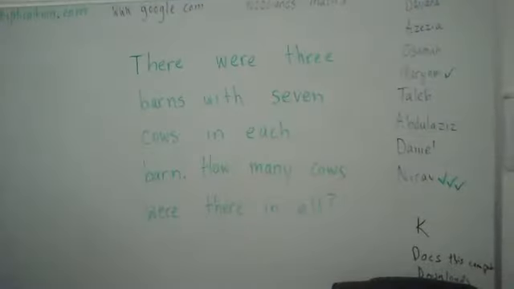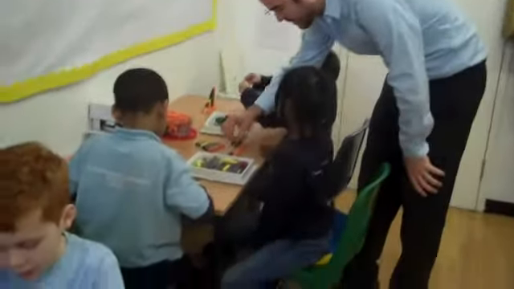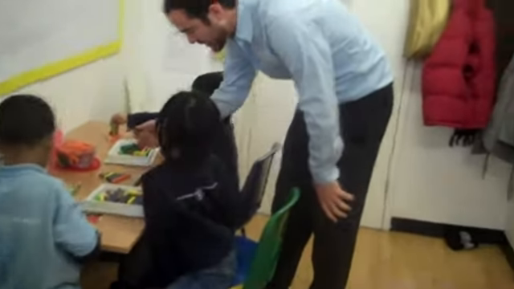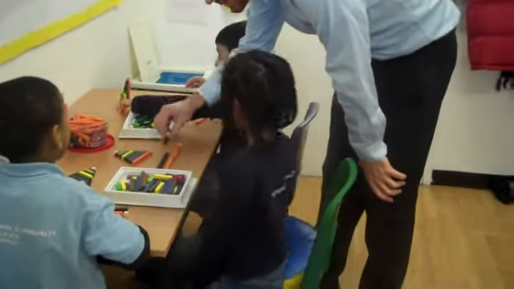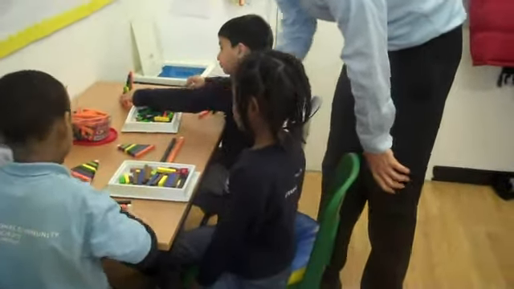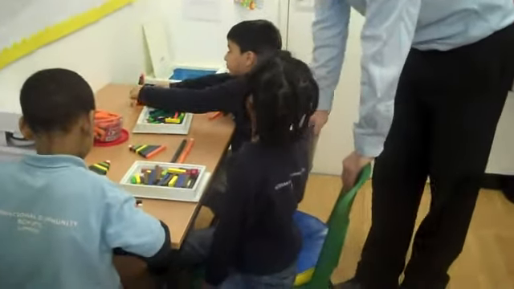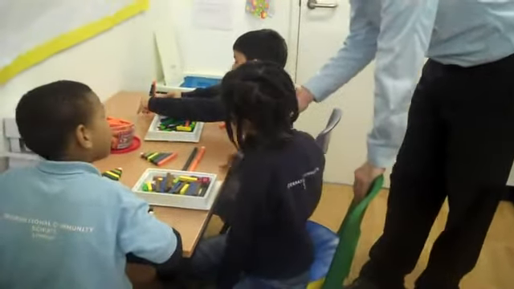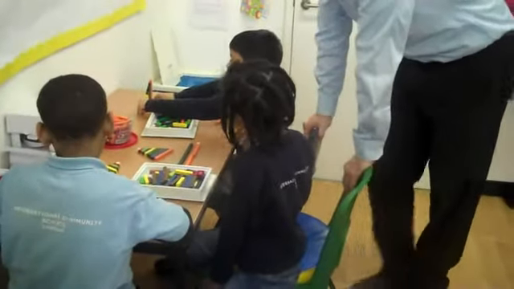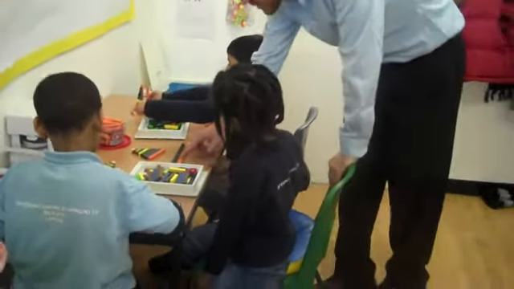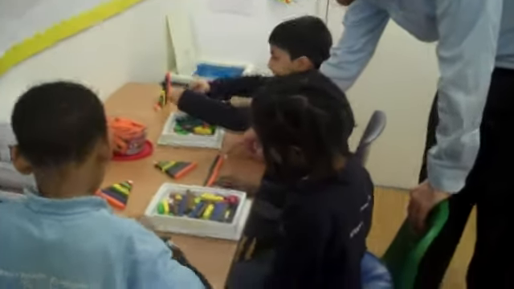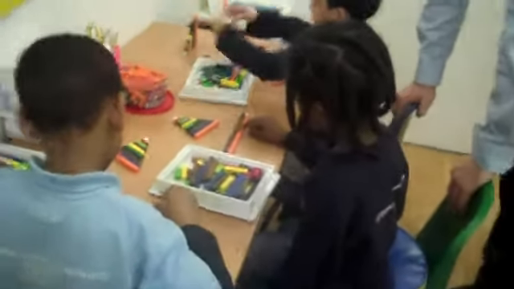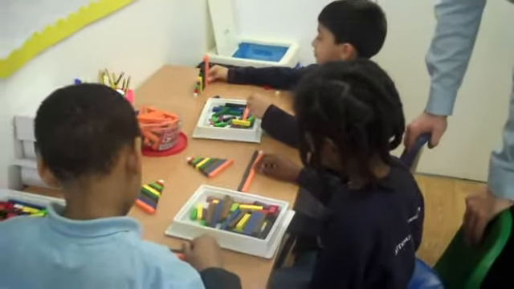3 barns. So we've got 7 cows in barn 1, 7 cows in barn 2, and, Abdulaziz? 7 cows in barn 3. And then to figure out how many cows we have in all, we used what? The tens. So we have 10 cows, 20, and then good. We found the numbers there. So we have 21 cows.